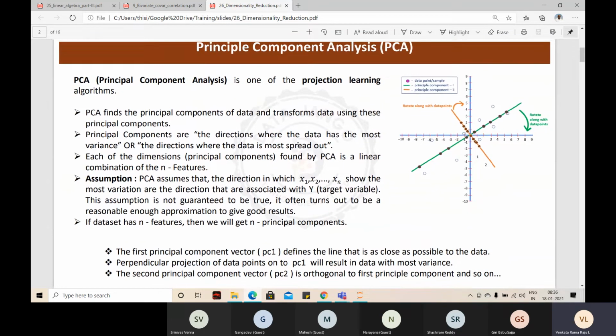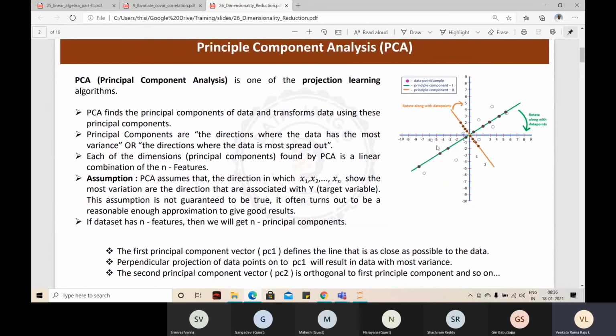PCA will find the direction in which the data is strongly correlated. First it finds the green line, and then it draws a perpendicular line to that green line. There are two variables here, X1 and X2, which is why we get a two-dimensional plot. If there is a third variable, you will have X3.